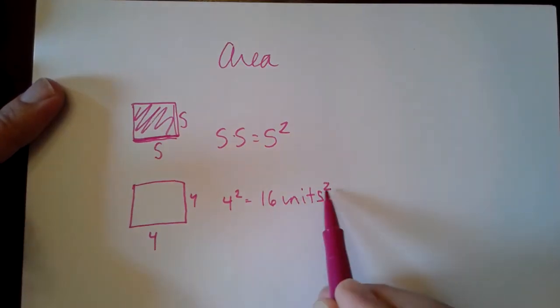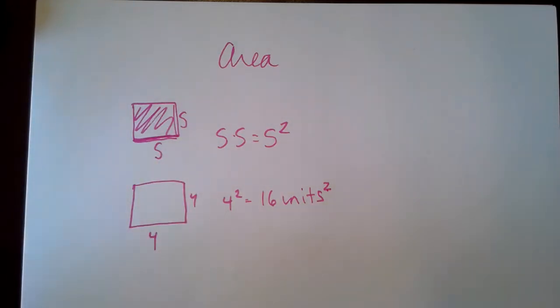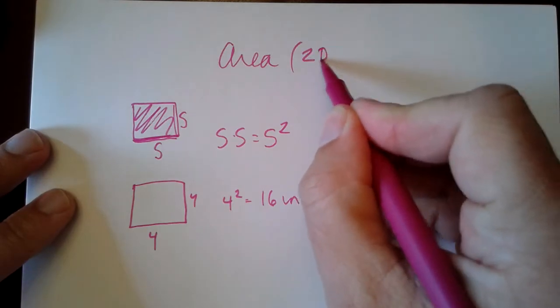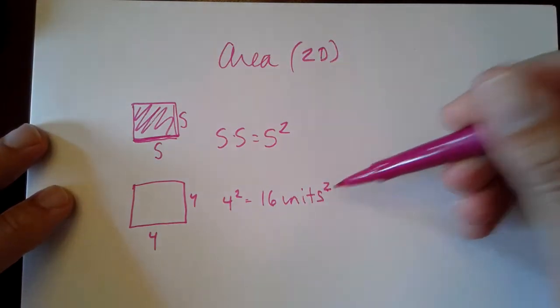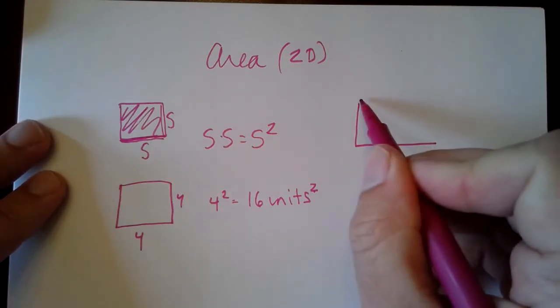The reason area is always squared is because we're multiplying two sides together. It's two-dimensional. It's 2D. So the unit will always be squared. Okay, now let's do a rectangle.